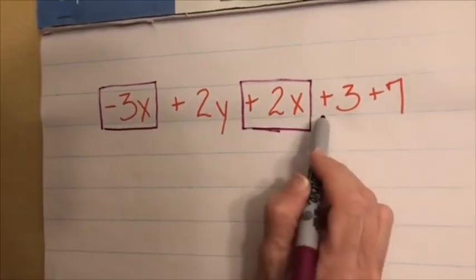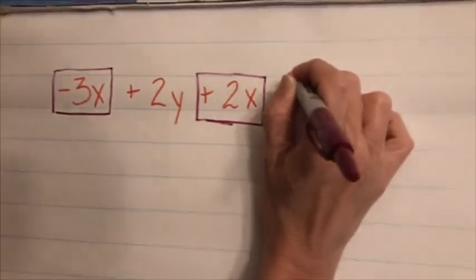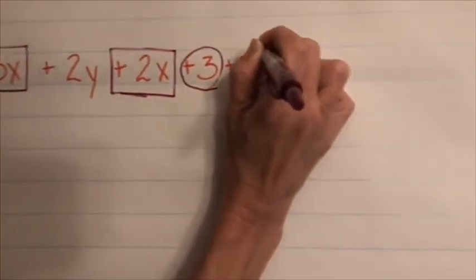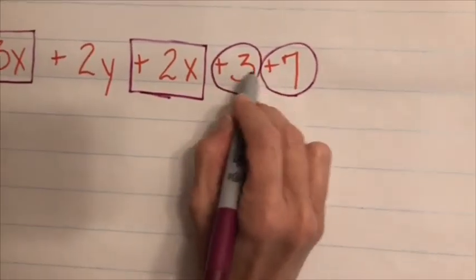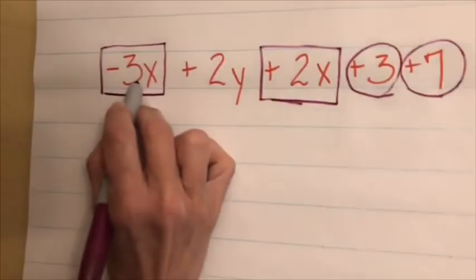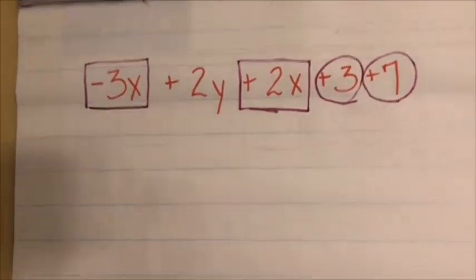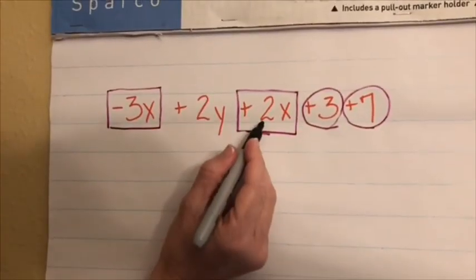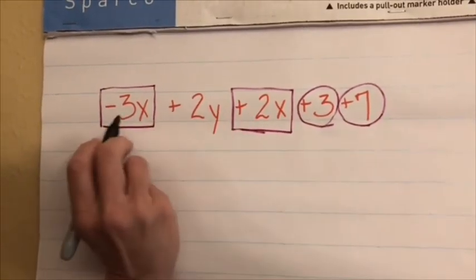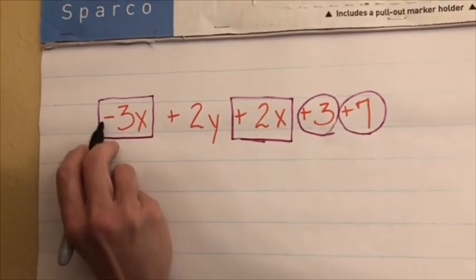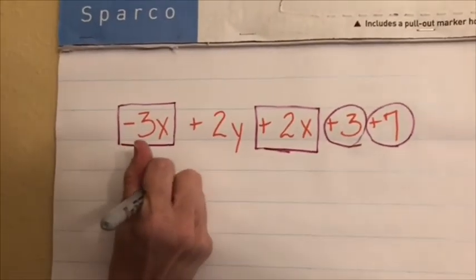In this equation, we have 2 constants. Remember we just defined what a constant was: it does not have a variable attached to it. So these constants can be added, these x terms can be added, and I don't have anything to add to the y term. We have a negative 3x and a positive 2x, opposite signs, so we have to subtract. The larger number is negative, so it's going to be a negative number. So negative 3 plus 2 is negative 1x.